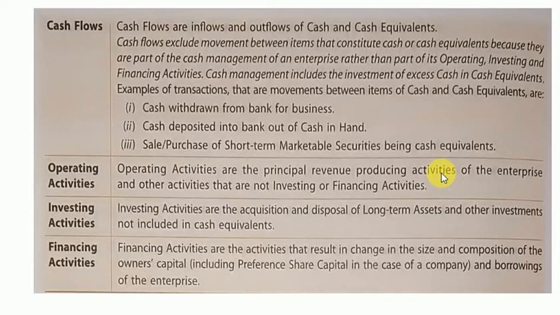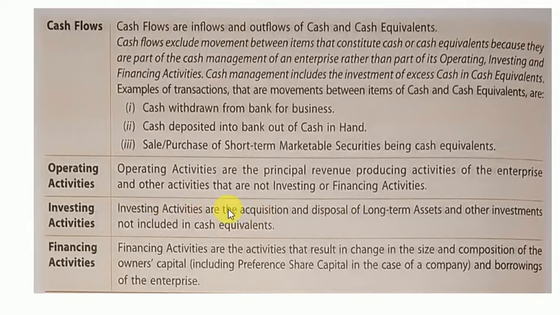Now, since this says which are not investing or financing activities is operating activity, so let us first understand what investing activity is saying. Investing activities are the acquisition and disposal of long-term assets and other investments not included in cash equivalents. So this is a technical sentence used in the textbook. Let us make it simple. Acquisition means purchase. And disposal means sale. So you should take it.